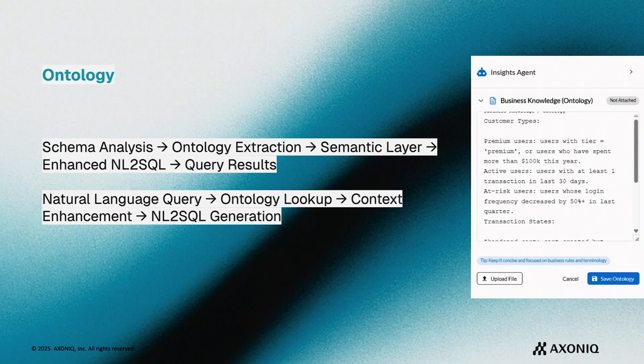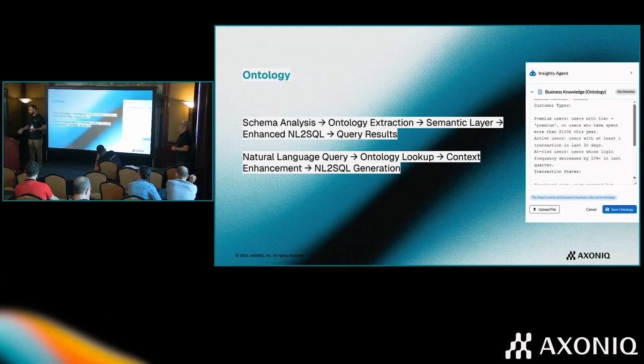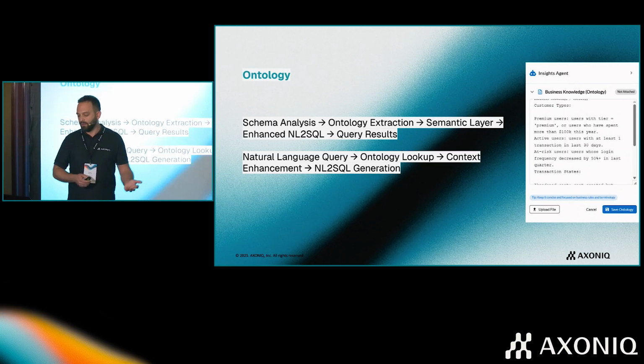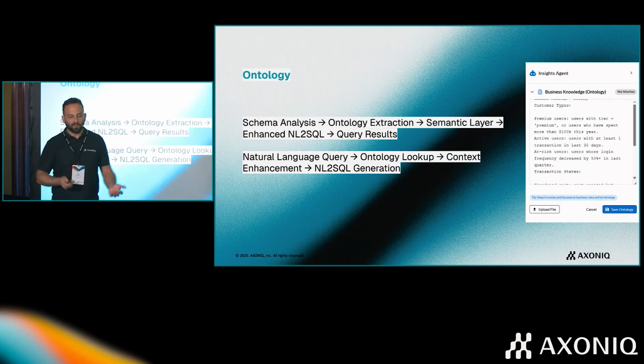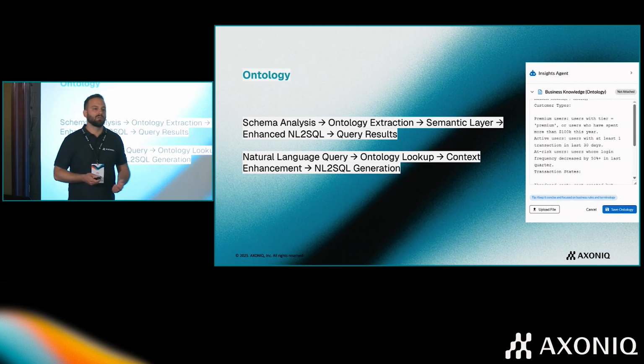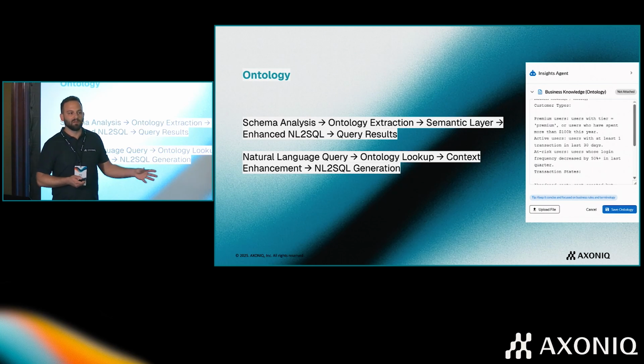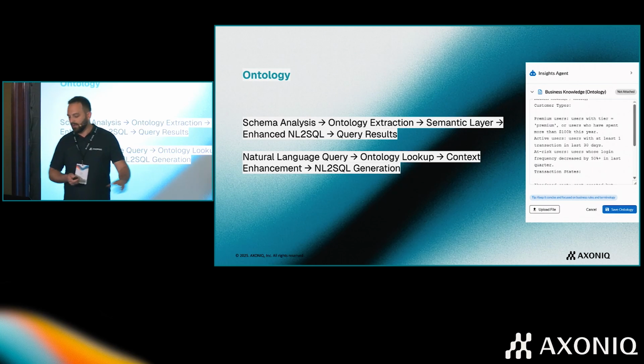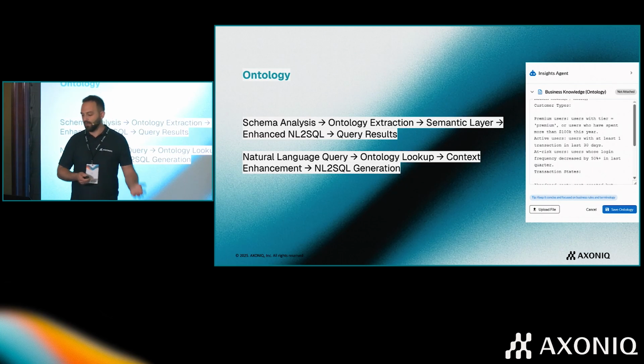So how does it work if you don't provide that? We do the schema analysis. We try to do ontology extraction. That means AI will try to figure out which events to connect to the meaning of the business question that you asked, and only after that it goes through the semantic layer and natural language to SQL, and then you get the results. If you provide ontology, it's a little bit easier. It first checks in the ontology lookup. If you have a lot of ontology, it will do cosine similarity to only pull the data that is required for your question, and then it's going to put that into the prompt as well, and continue with SQL generation.